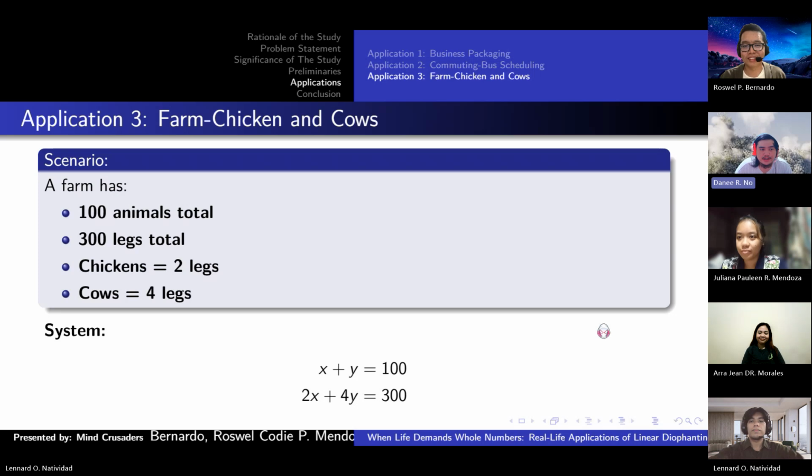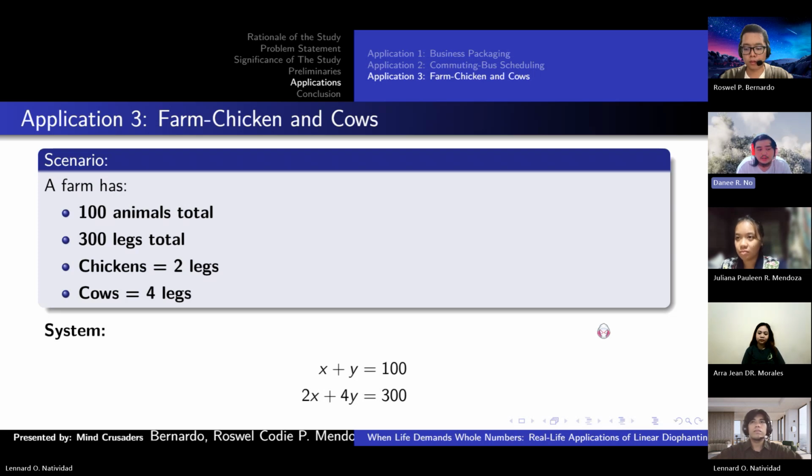Thank you, Mr. Natividad. For our final application, let's imagine we're visiting a farm. We know two key facts about this farm. First, there are 100 animals in total. And second, if we count all the legs, we will get 300 legs. Now, the animals on this farm are chickens and cows. We know that a chicken has two legs and a cow has four legs. The question is, how many of each animal are there? We can't have half a chicken or two-thirds of a cow. We need them to be whole.